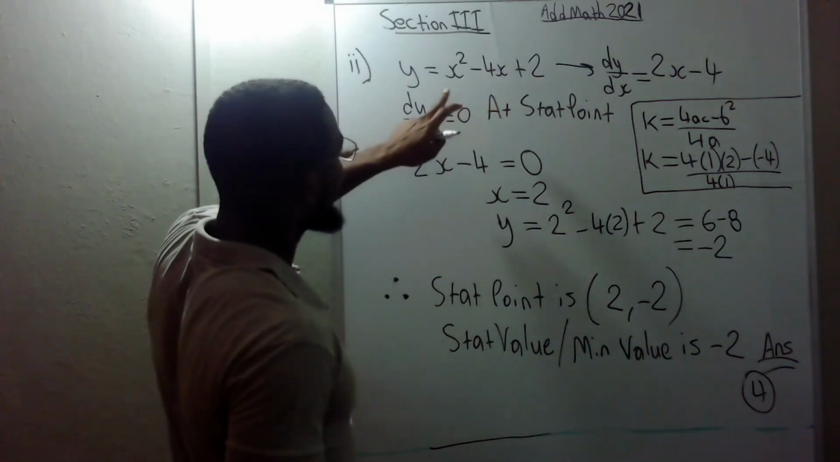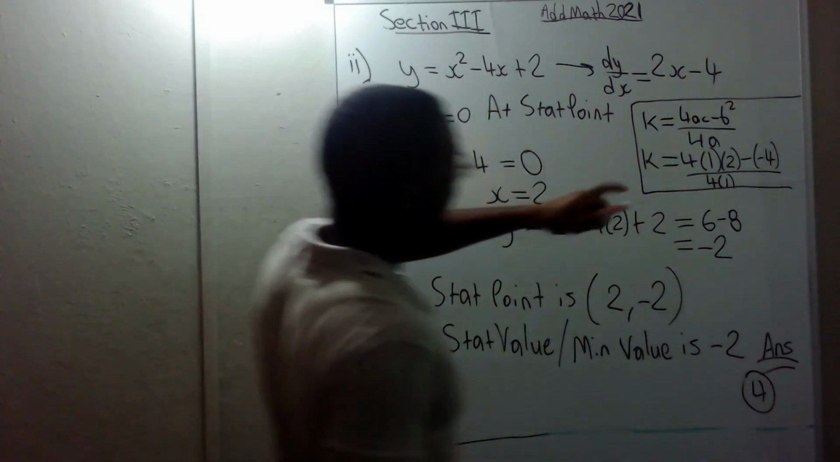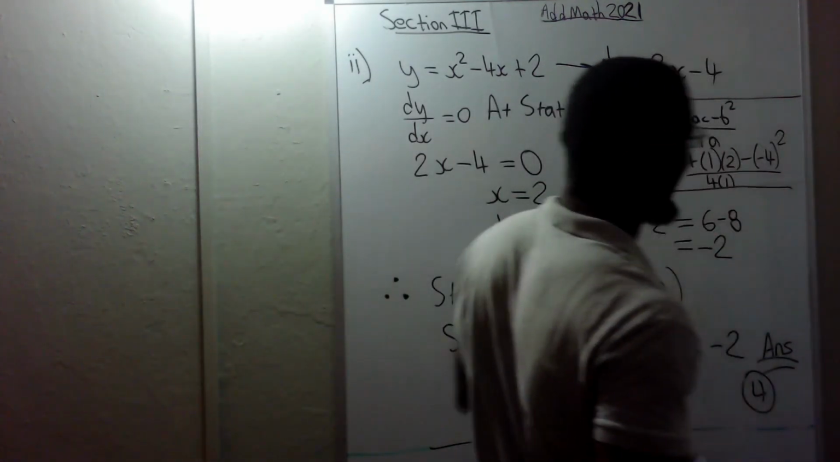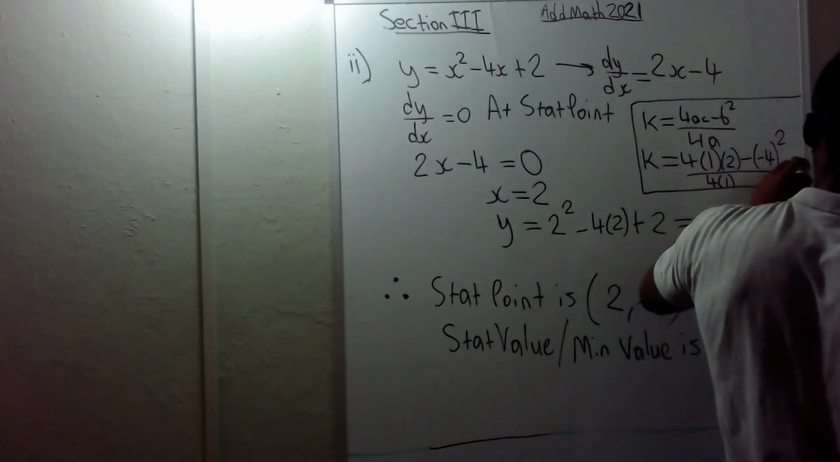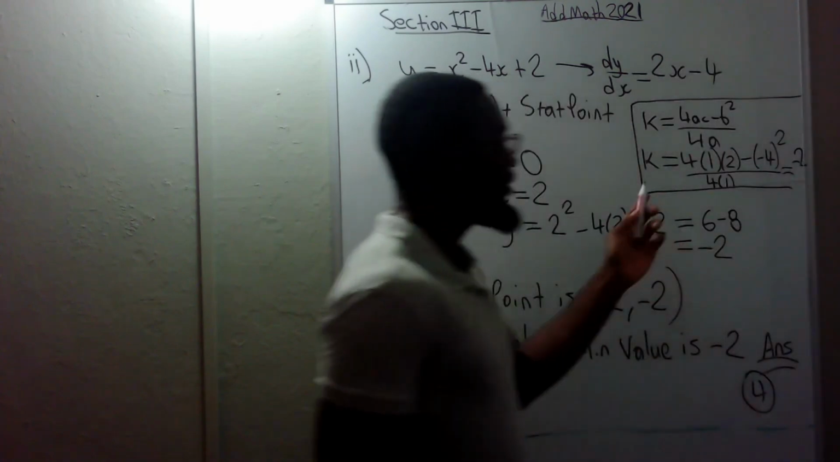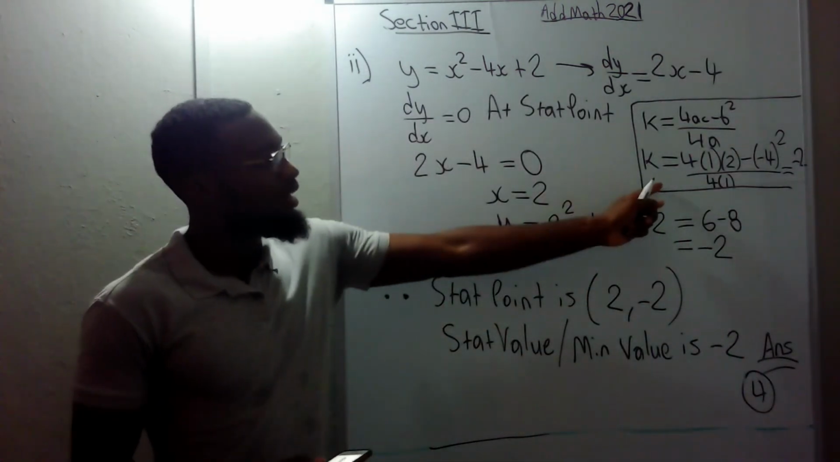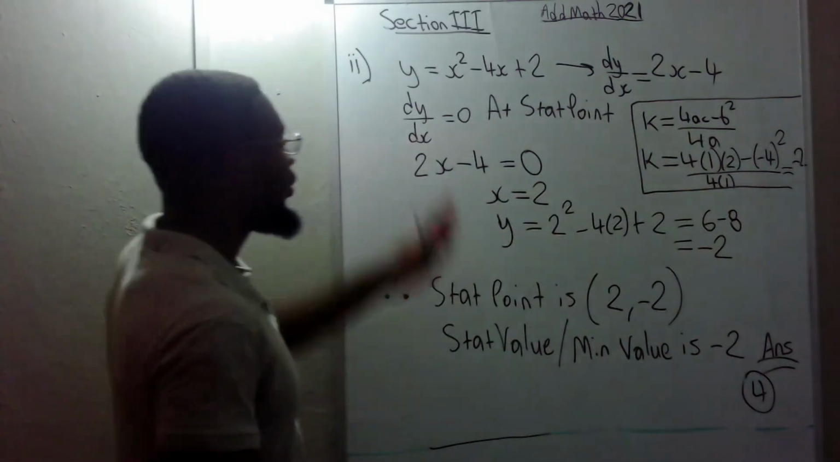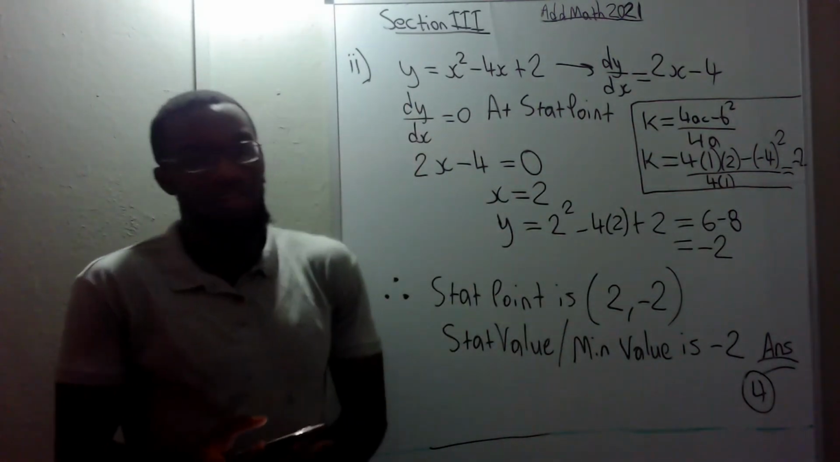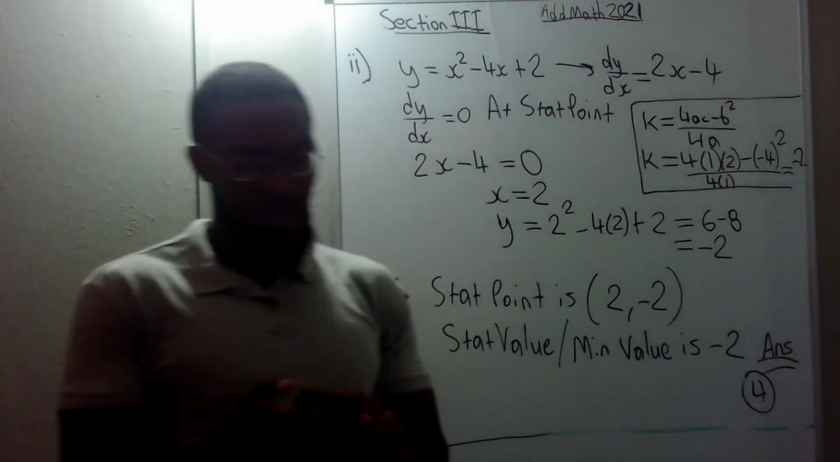4 times a, b squared, sorry. 4ac minus b squared, that would have given negative 2. So guys, anyway you wanted to do it, this would have given the stationary value. This short way, or by differentiation. Either way is fine, guys, either way is fine.